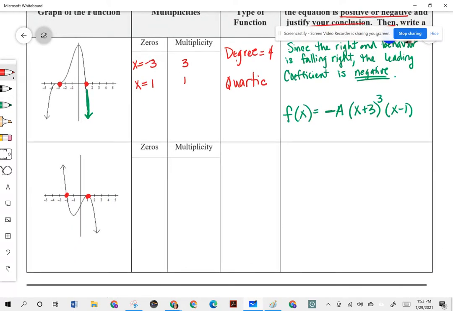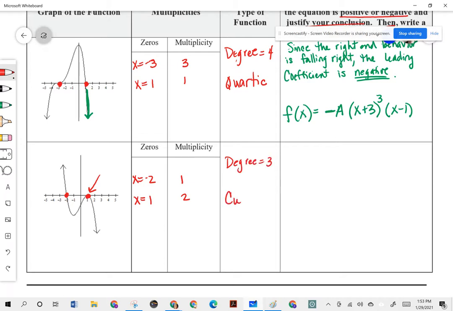We've got a 0 at x equals negative 2. Multiplicity 1 does not change concavity. And then we've got x is equal to 1, multiplicity 2. You can see that that's tangent. This is tangent right here to the x-axis. So we've got a degree of 3.